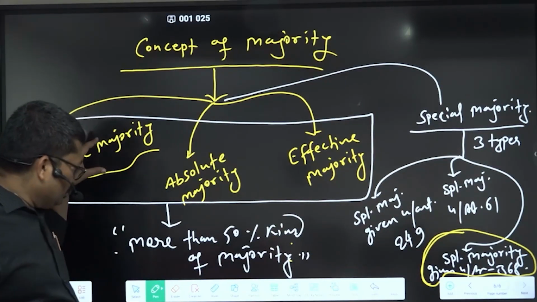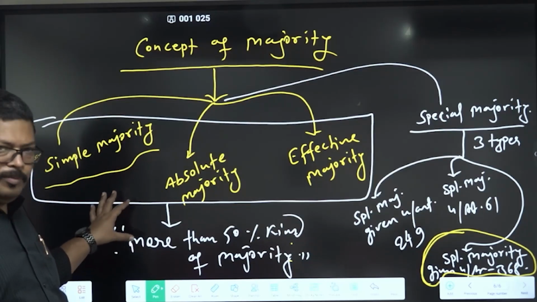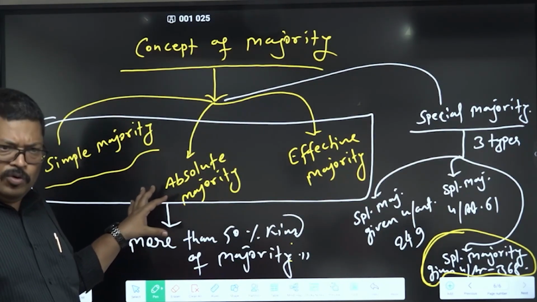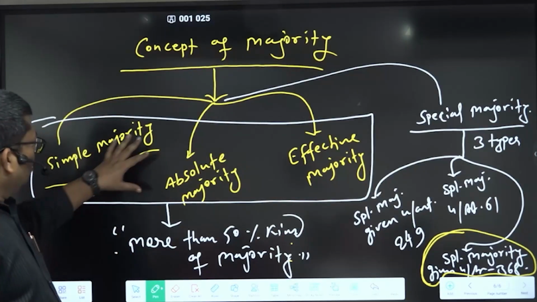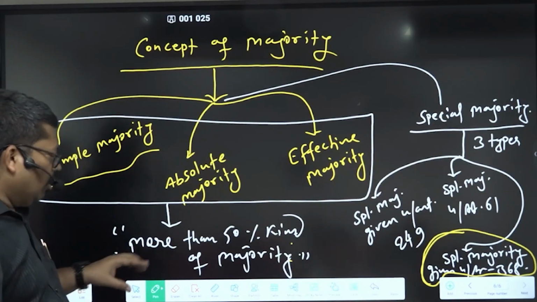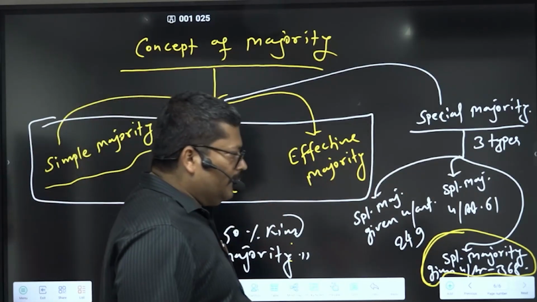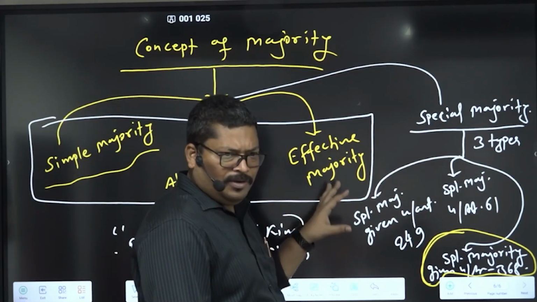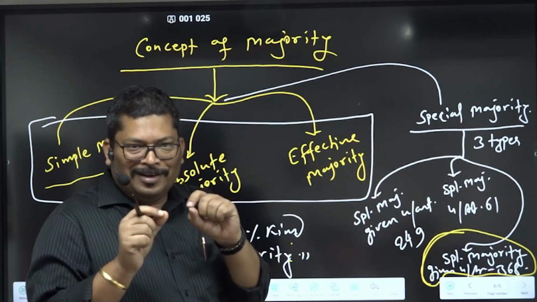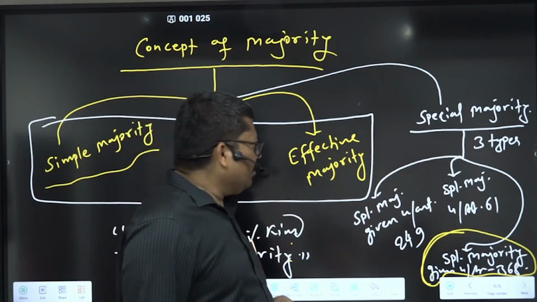So, simple majority is more than 50% kind of majority. We shall be looking into more than 50% of what? Absolute majority means again more than 50% of something. Effective majority means more than 50% of something. But such somethings, they are varied in nature. We will be looking into that.